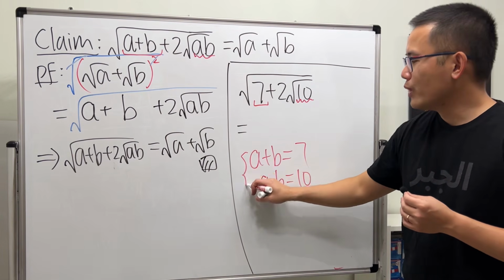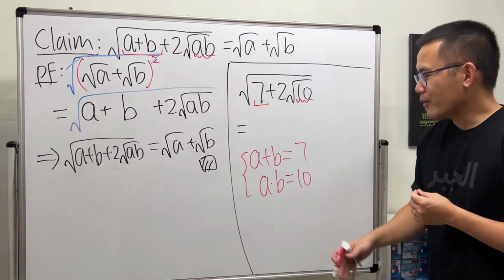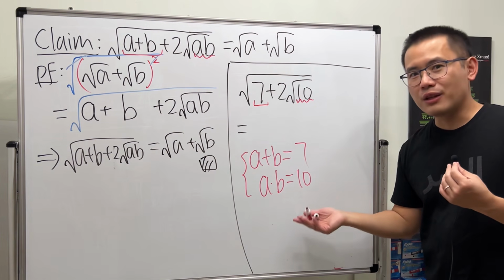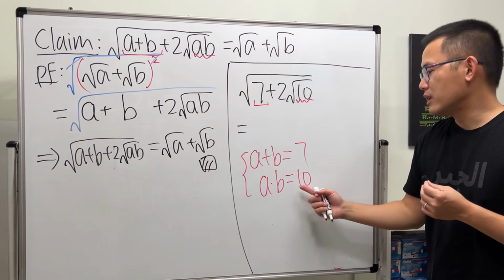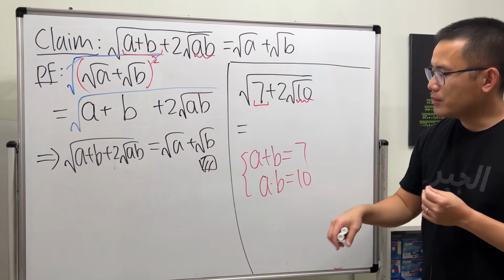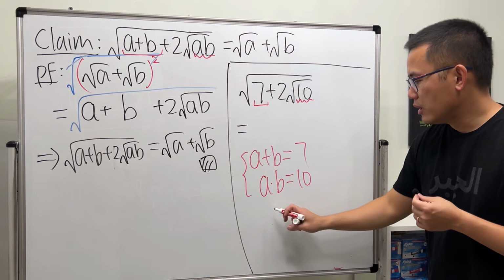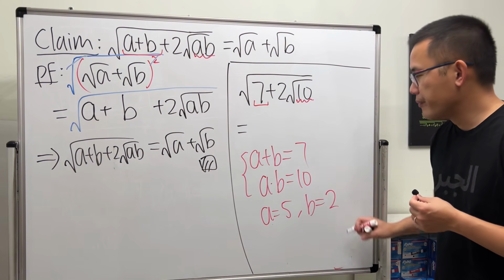And hopefully when we're doing these questions, a and b are nice numbers. So you can just kind of like trial some numbers. It's kind of like factoring a trinomial. Think about 2 numbers, they multiply to give you 10. Think about 2 numbers, right? These 2 numbers, they add up to be 7. And the correct combination will be a equals 5 and b equals 2.